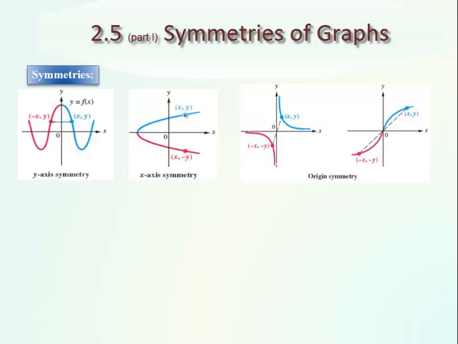So this time, if we have a point (x, y) that belongs to the graph, and if we change the y value to the opposite, which means look for a point symmetrically to the other side with respect to the x-axis, then we get a point that also belongs to the graph. So the point (x, -y) also belongs to the graph.